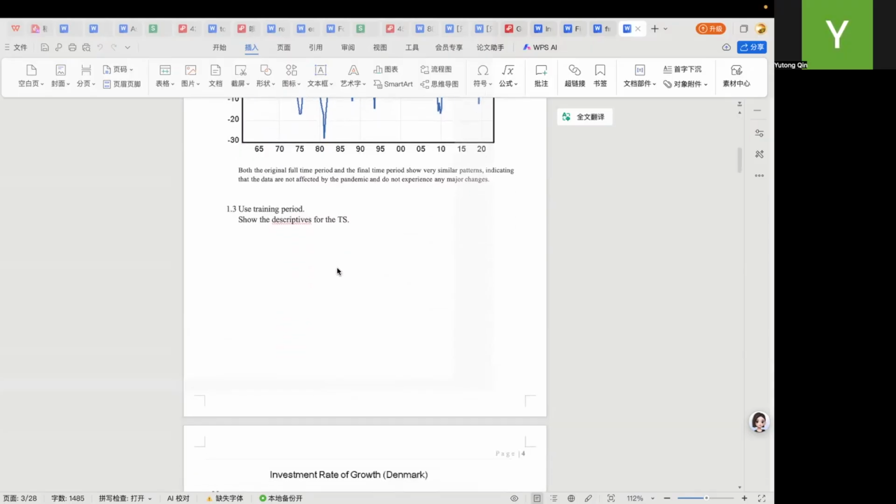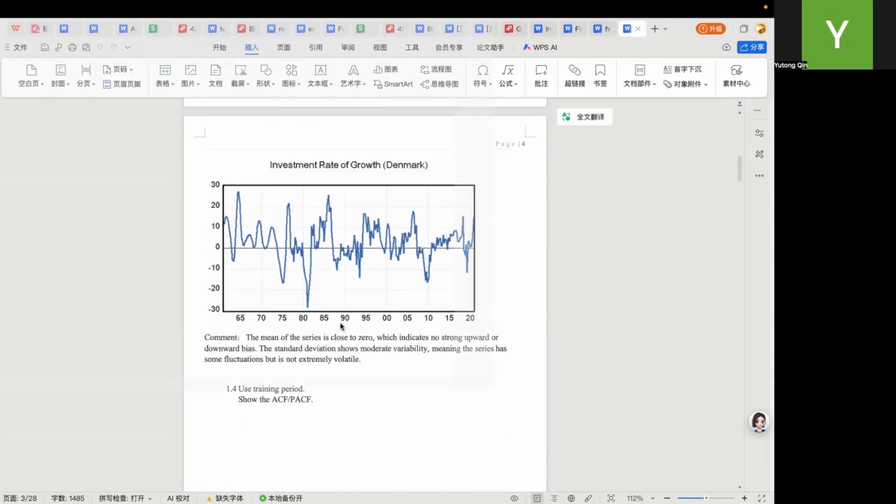Then we look at the descriptive statistics using the training period. The mean is close to zero, indicating no strong upward or downward bias, while the standard deviation shows moderate variability.